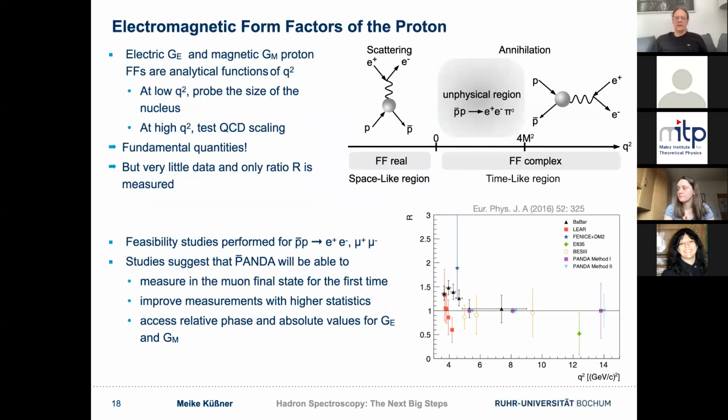You didn't really comment on it, but maybe you're not the right person to answer because it's, as you might have guessed, some sort of theory question. But you write there for the unphysical region, you want to look at p p bar to e plus e minus pi naught. So are there studies that show that the role of nuclear excitations in the intermediate state can be controlled?